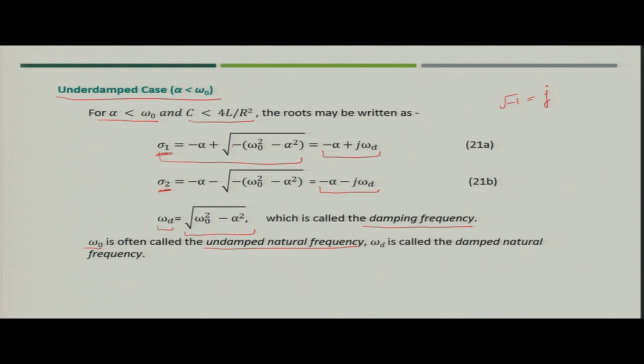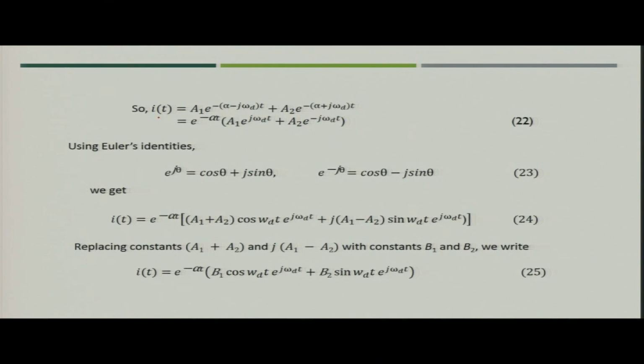So, when you put the values of sigma 1 and sigma 2 in the solution which we have got, that was I t equal to A1 e to the power minus sigma 1 t plus A2 e to the power minus sigma 2 t, let us put the values of sigma 1 and sigma 2, that is alpha minus j omega d for sigma 1 and alpha plus j omega d for sigma 2, because the minus sign is there. You can rearrange it, and you will get the response of I in terms of t.